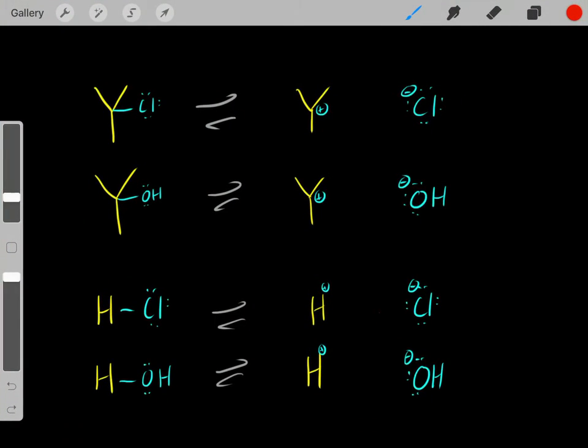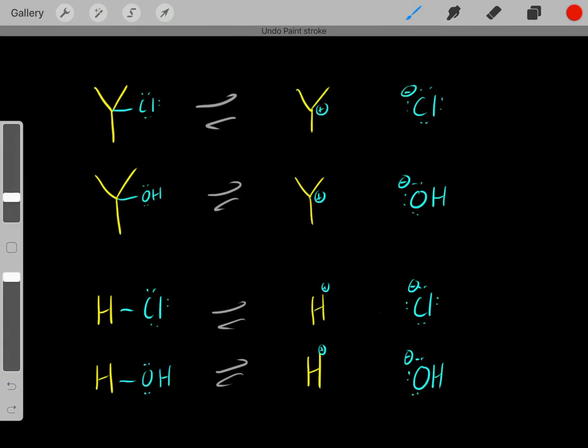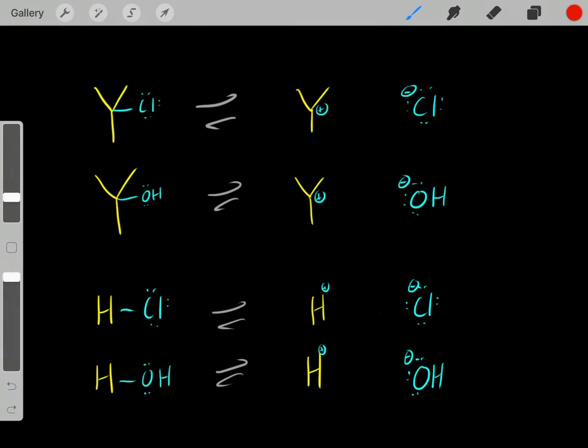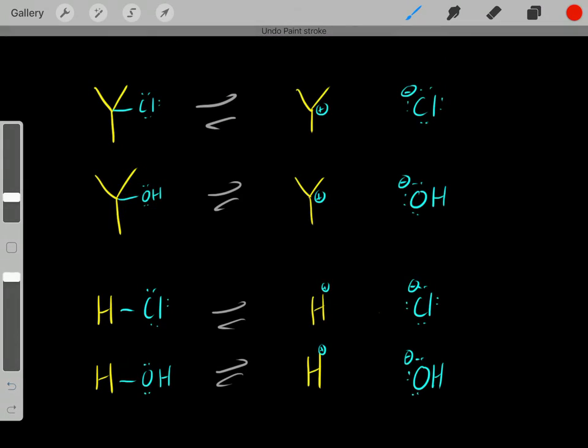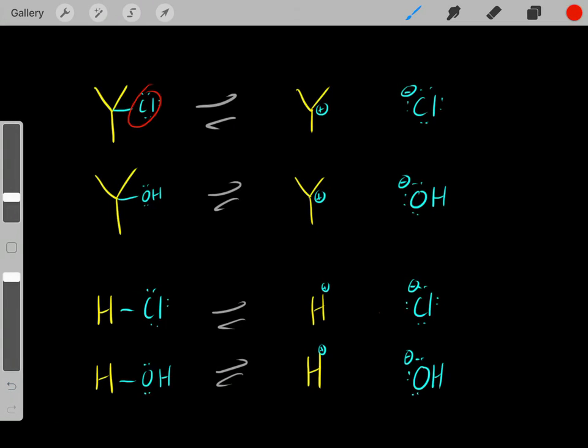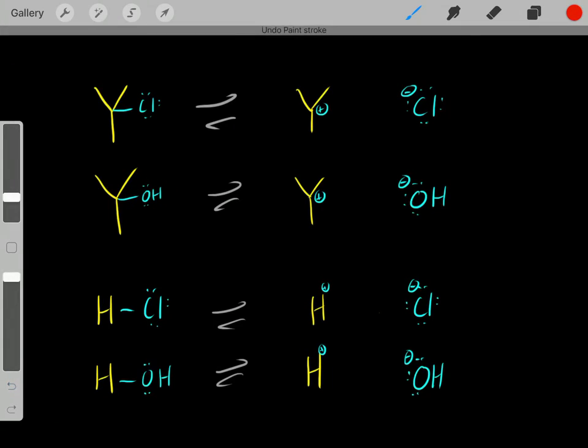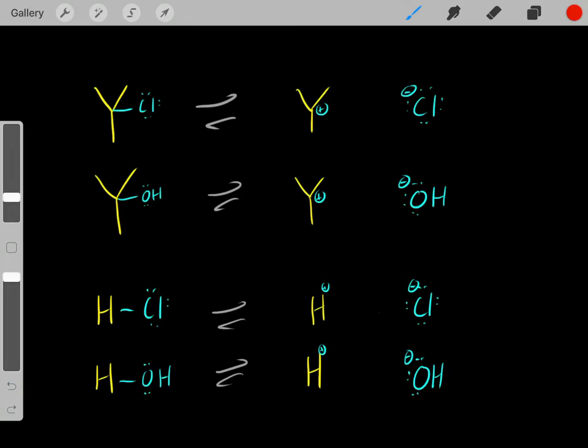In this video, I want to talk about leaving group stability. So let's compare this compound versus this compound. And we might ask, which is a better leaving group? Is this chlorine a better leaving group, a more stable leaving group? Or is this hydroxyl a better leaving group, a more stable leaving group? Because we know these compounds can go through reactions where these guys act as leaving groups.